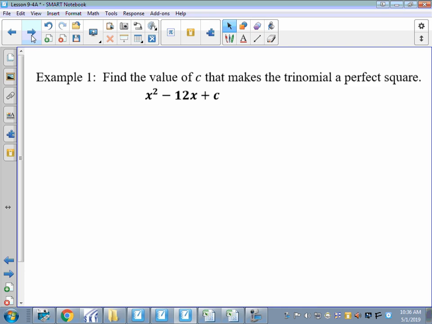All right, in this example, they're not asking us to solve it. They're actually not asking us to even complete the square. They're just saying what value of c makes the trinomial a perfect square. So to make it a perfect square trinomial, we can factor it into a perfect square binomial. All we have to do is find out what value of c does that for us. So how do we do that?